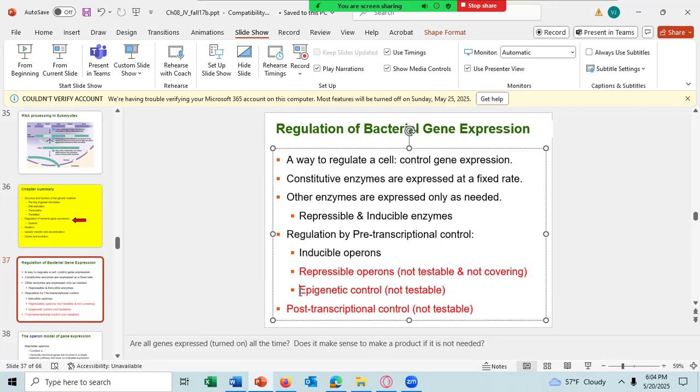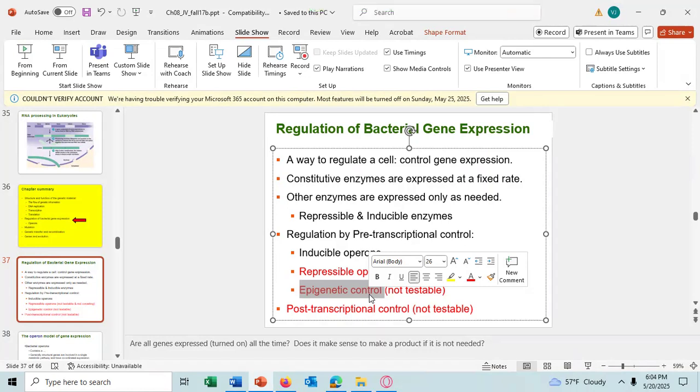And then there's an epigenetic way to control the gene, and we're not going to talk about it. And fortunately, you're not going to be tested on it because geneticists don't fully understand epigenetic control mechanisms. They've been working on this since at least the 1950s, and they don't have a real good understanding or a real good idea of what's going on. Fortunately, we're not going to talk about it.